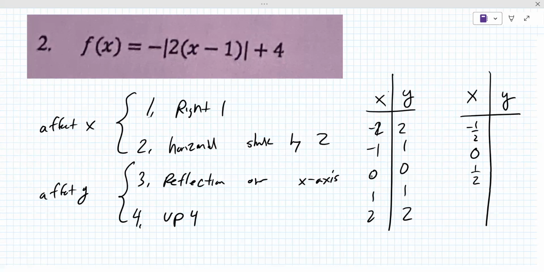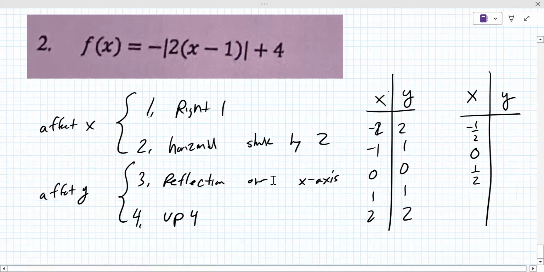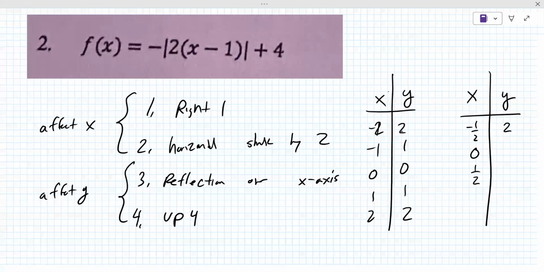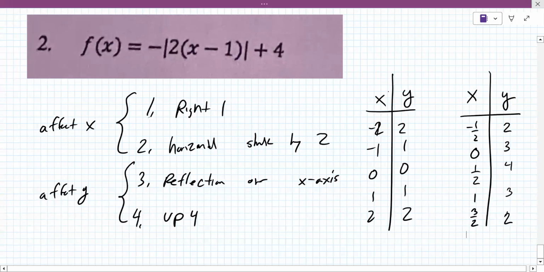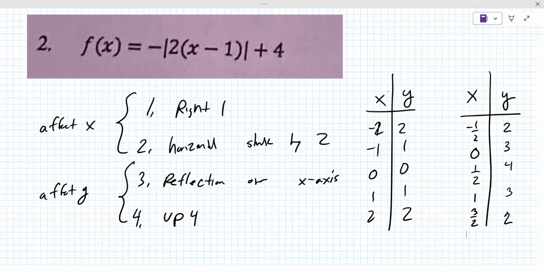As for the y's, you can do the same thing. Reflect over the x-axis, you're negating it, and then you're going up 4. So -2, up 4 is 2, -1, up 4 is 3, and so on, and you can see the symmetry there as well, if you wanted. Maybe you don't want to do that. Maybe you'd rather do them one at a time. That's totally cool. It's totally up to you.